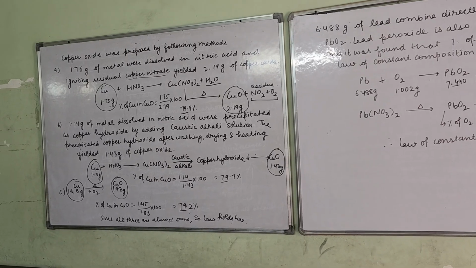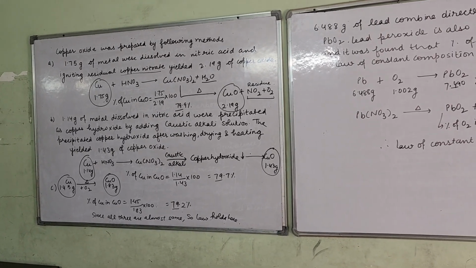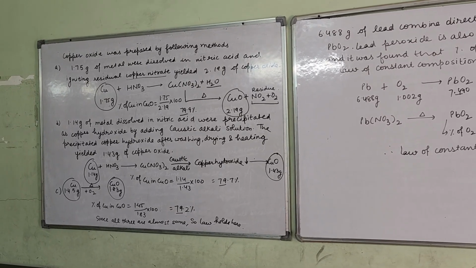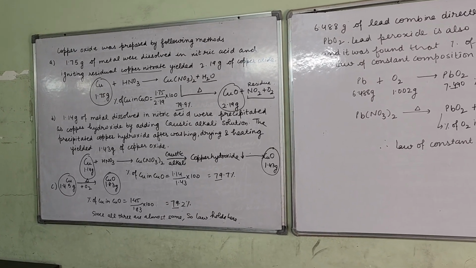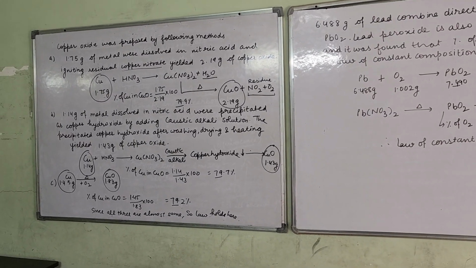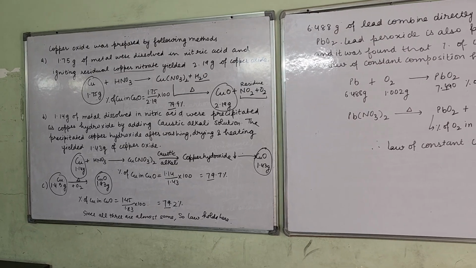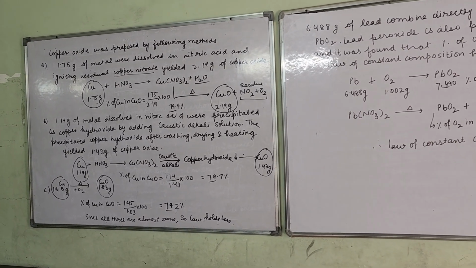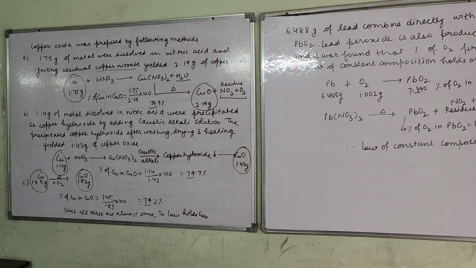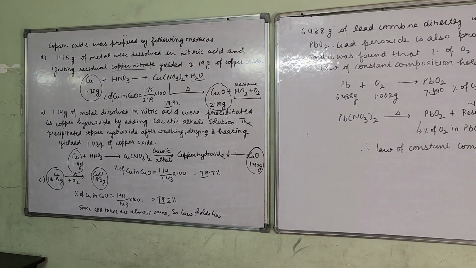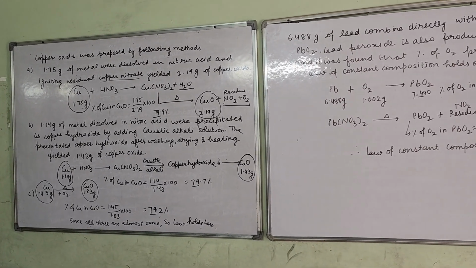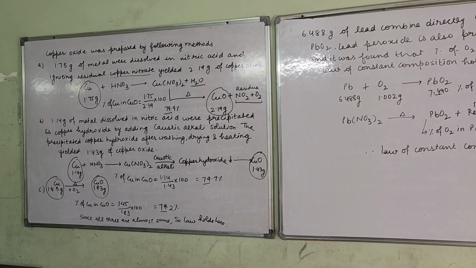Alright, now the second question is: copper oxide was prepared by the following methods. 1.75 gram of metal was dissolved in nitric acid and igniting the residual copper nitrate yielded 2.19 gram of copper oxide. By this we got that 1.75 gram of copper yielded 2.19 gram of copper oxide. As the previous question is done by us, we will calculate in a similar way the percentage of copper in copper oxide.